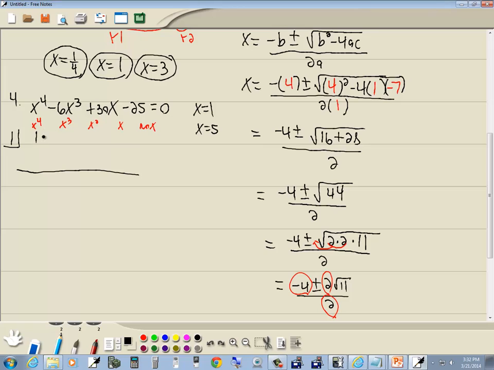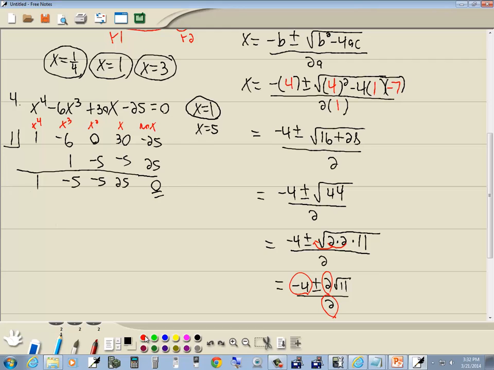Numbers in front of x to the fourth is a 1, in front of x to the third is a negative 6. There is no x squared, so that's a 0. 30 before x, and our no x, our constant term, is negative 25. Okay, so we're going to add, multiply, add, multiply, add, multiply, add, multiply, add. We get a 0. Again, no surprise at all, calculator told us as an answer. We better get a 0 there.